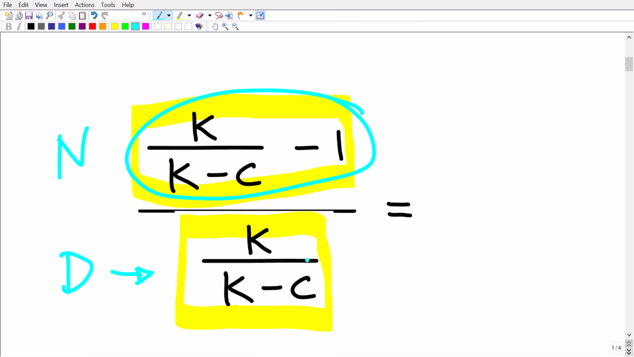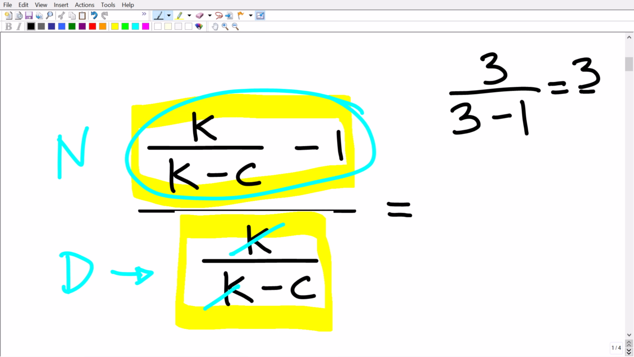Now, just a quick little observation. If you're thinking that you can cross-cancel these k's, that's an absolute no-no. You definitely can't cross-cancel these k's right here. Matter of fact, let me show you real quick why that is. So let's suppose I have this problem, 3 over 3 minus 1. Now, if we do this problem, what is the answer? Well, it's going to be 3 over 3 minus 1, which of course is 2.